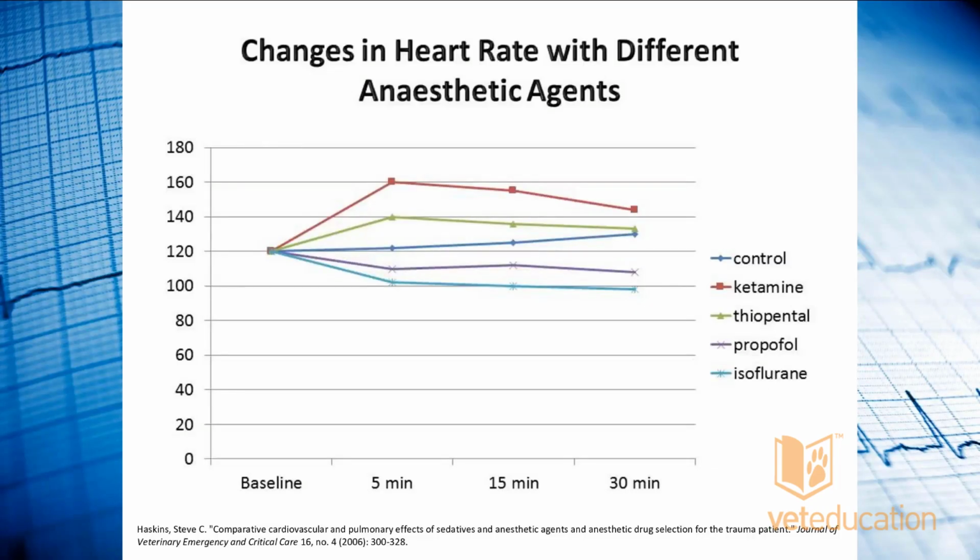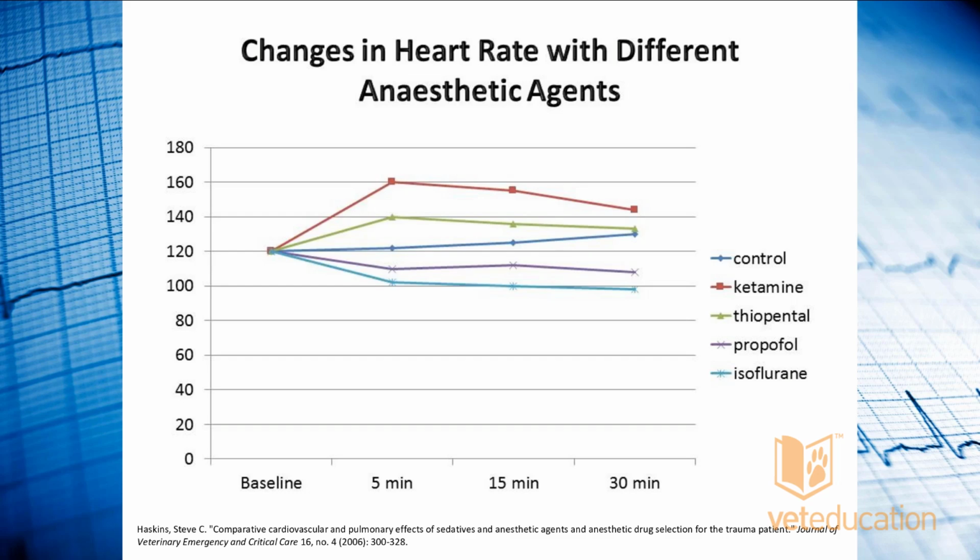Now, the tables that I have here, I've actually given you the original copy of this journal article by Steve Haskins, the late great Steve Haskins, on comparative cardiovascular and pulmonary effects of sedative and anesthetic agents and anesthetic drug selection of the trauma patient. It's an old article now, way back in 2006, but there's lots of good data there. And this really summarizes what I think we've spoken about so far. There was no alfaxalone included in this study because it wasn't available in the US at the time that this study was conducted. But we do have ketamine and propofol and isoflurane, thiopental.